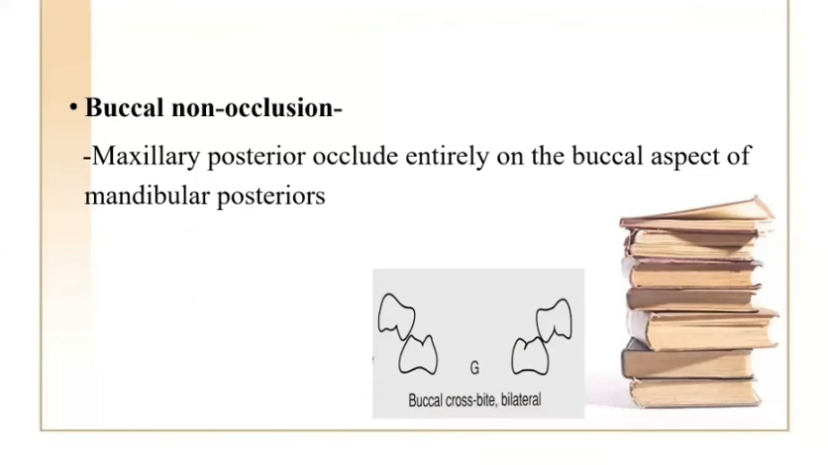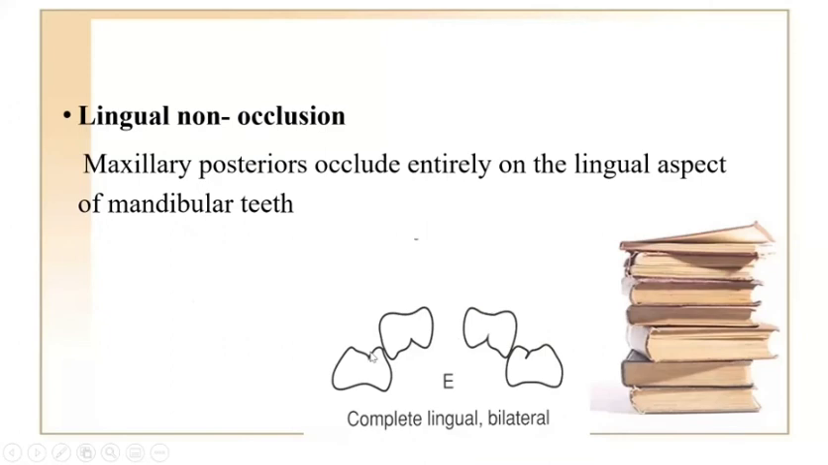Coming to the buccal non-occlusion, maxillary posteriors occlude entirely on the buccal of the mandibular posteriors. This is an example of your scissor bite. Lingual non-occlusion, maxillary posteriors occlude entirely on the lingual aspect of the mandibular teeth. You can see here, this is your maxillary teeth that occlude entirely on the lingual aspect of the mandibular teeth.